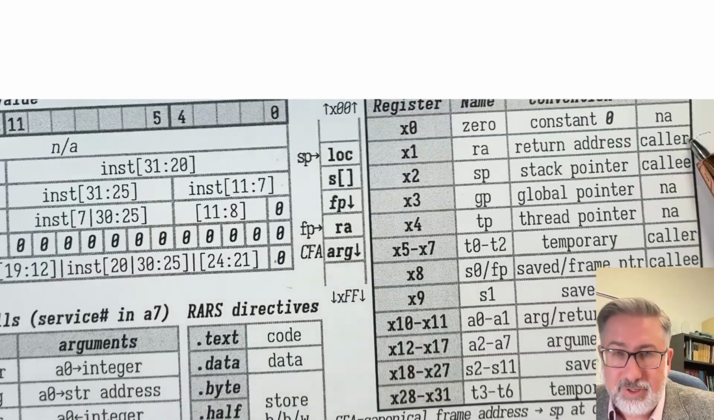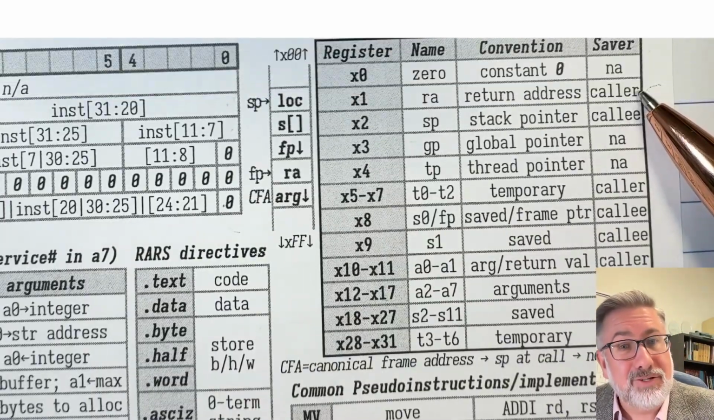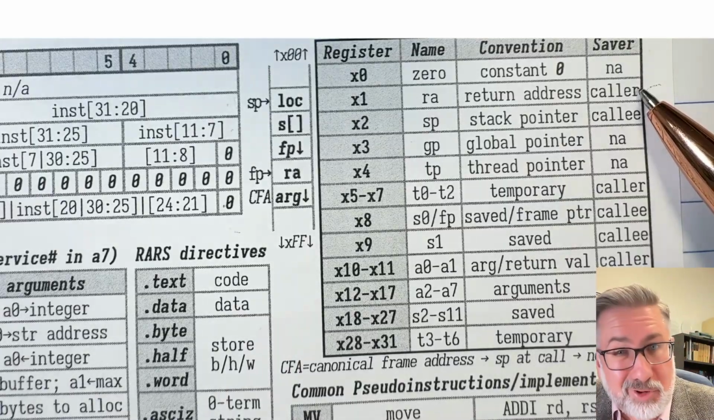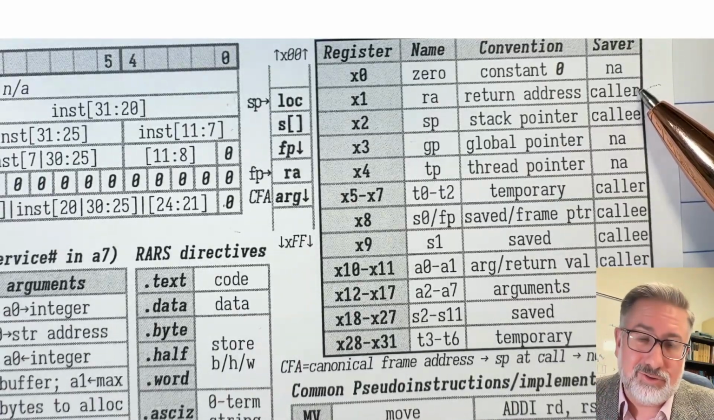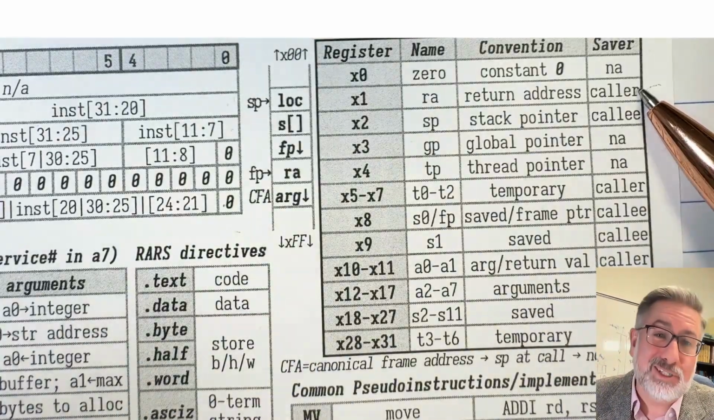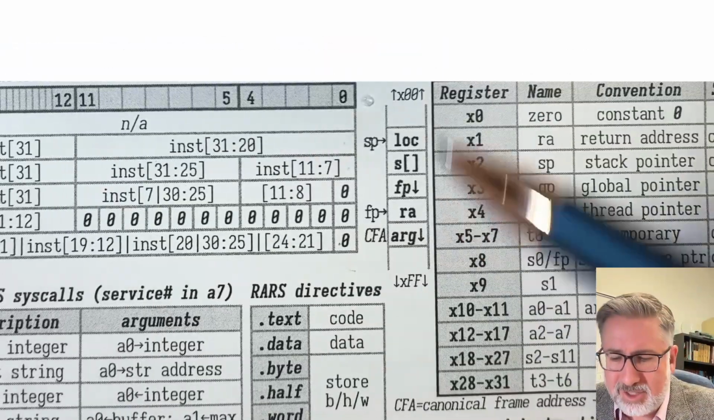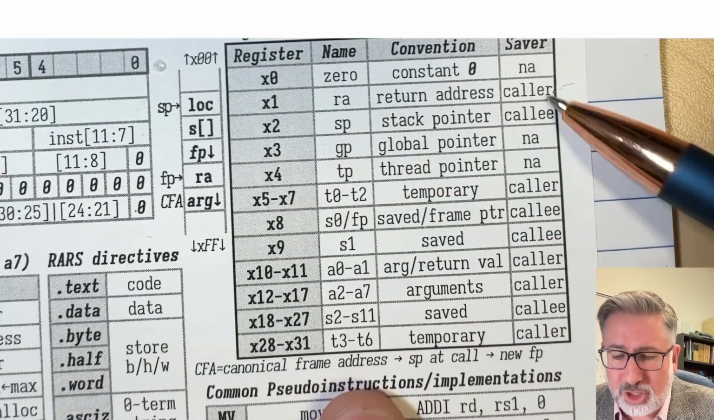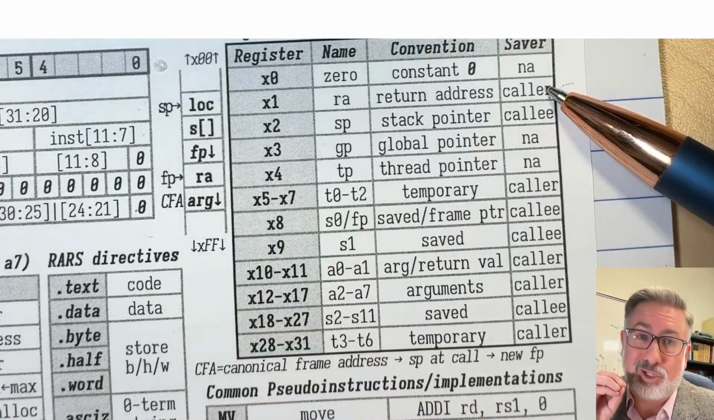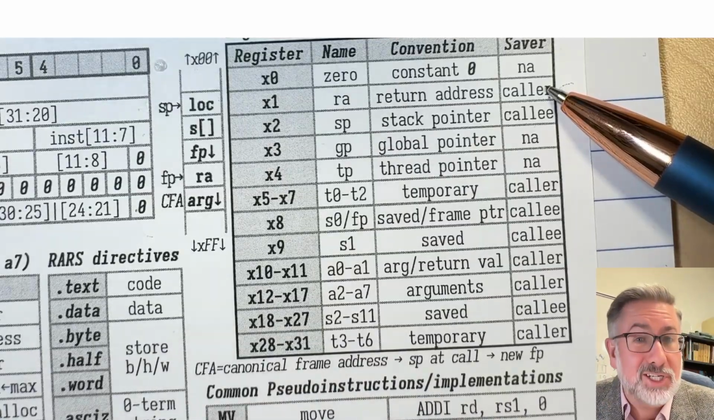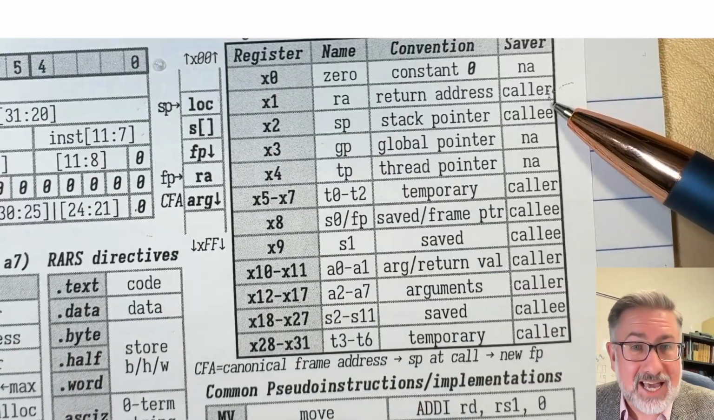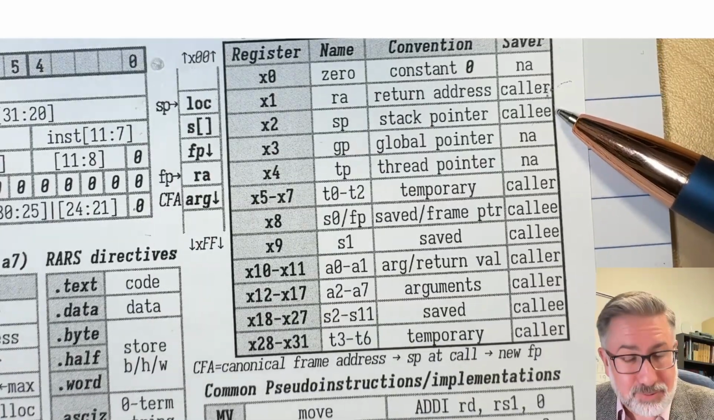That means it's my responsibility to put whatever is in the return value somewhere else, so that when I call JSR, it doesn't mess it up, right? I've got to assume somebody else is using it. And we have standard practices for that. We have a stack frame that does that. But it's the caller's responsibility to preserve the return address, because the caller, when I use JSR, is going to change the return address. On the other hand, the stack pointer, it's the callee's responsibility.